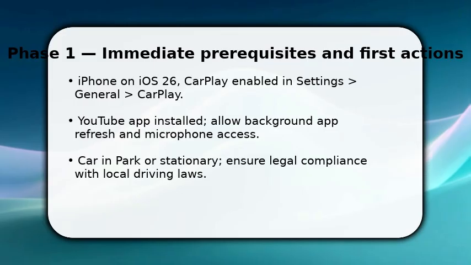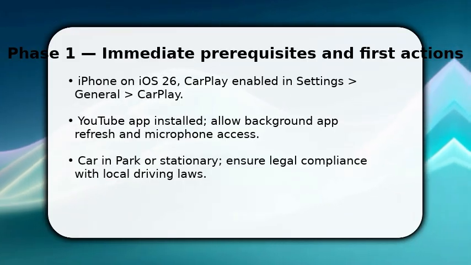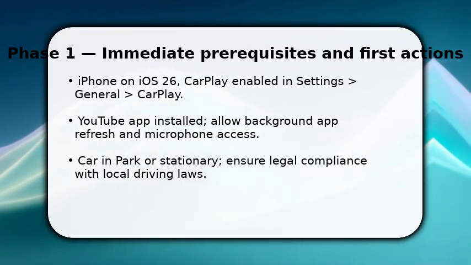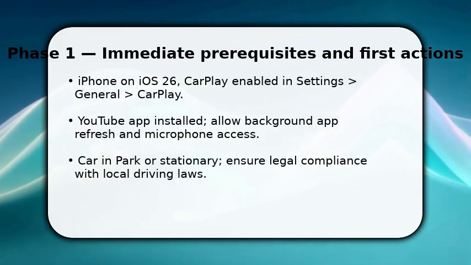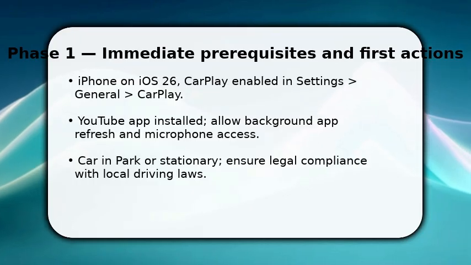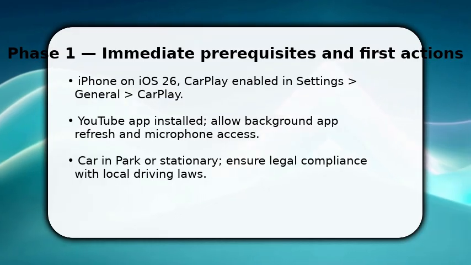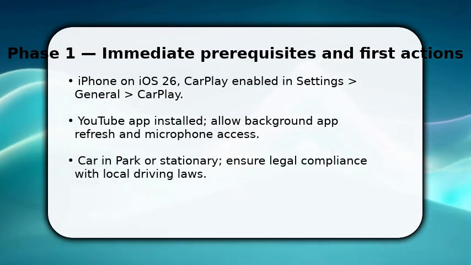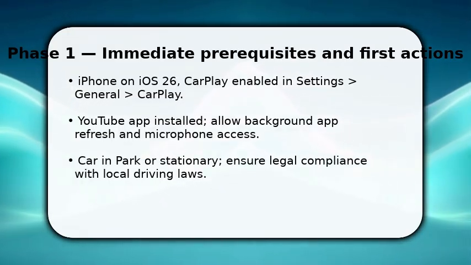You need iOS 26 and CarPlay active. Once that is confirmed, connect your iPhone to the car with a certified cable or wireless pairing. Open Settings, then CarPlay, pick your vehicle, and make sure apps can display. Next, launch YouTube on the phone and enable background app refresh and required permissions so audio and playback controls can work through CarPlay. Start with the car parked. This prevents safety locks. Now, you're ready to move into the integration steps.